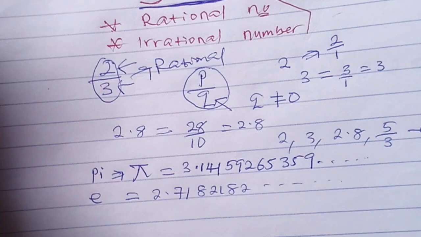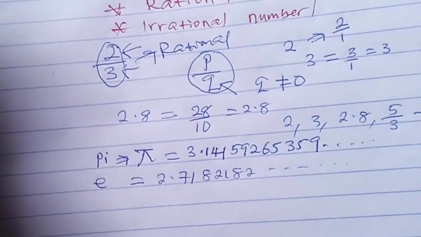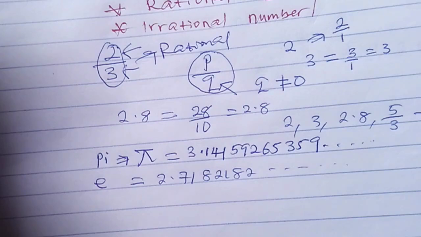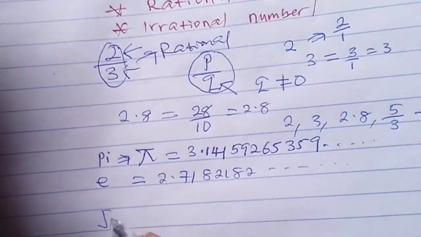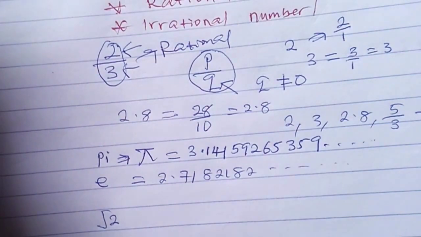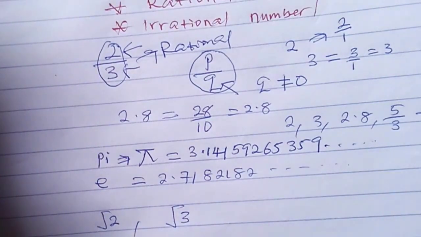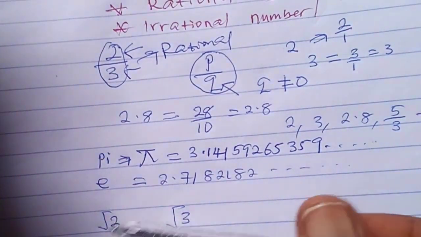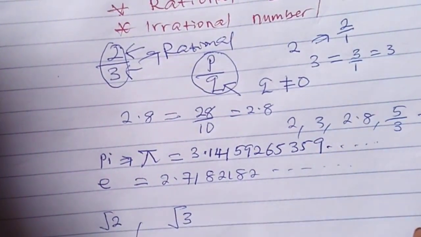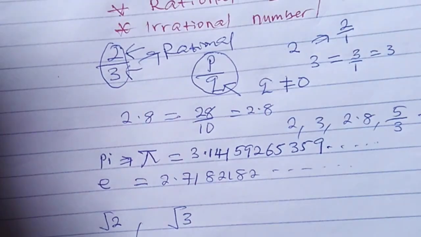Now there are special irrational numbers which we call surds. Roots of integers are also irrational numbers, like root 2. Root 2 is an irrational number. Root 3 is an irrational number.